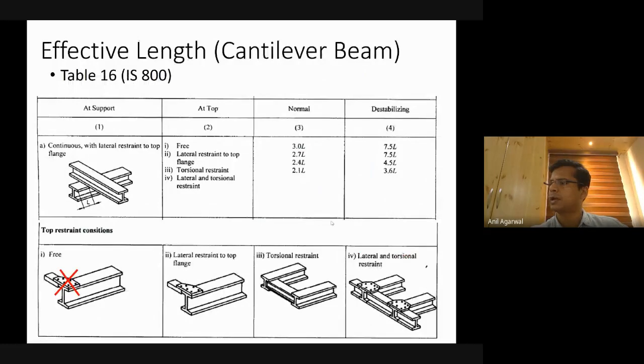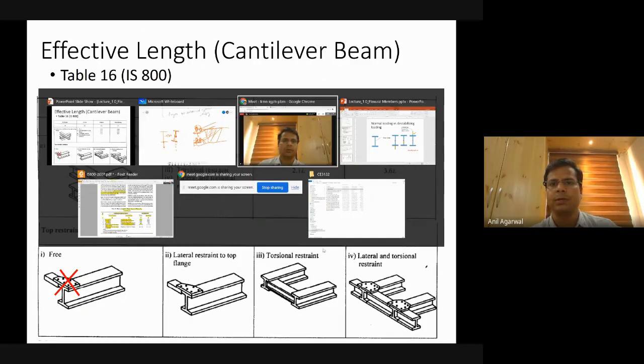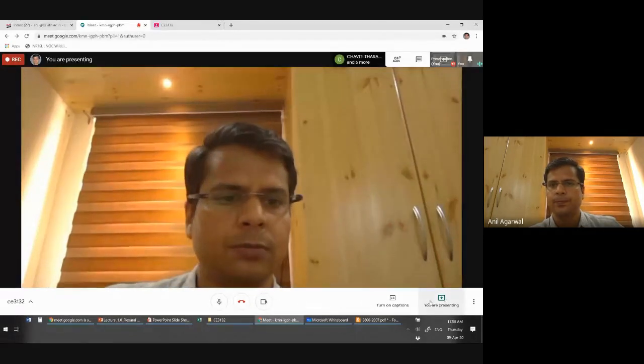I think I'm out of time already. So we will continue discussing the cantilever beams in the next lecture. Okay. All right. So let me close this meeting now.